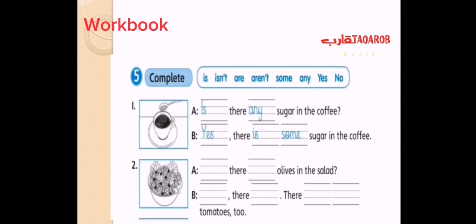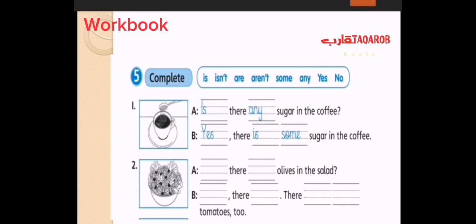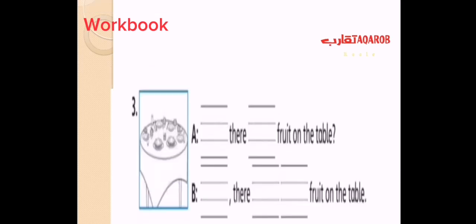Now in this exercise, we will complete each sentence by using is, isn't, are, aren't, some, any, yes or no. Let's start. The second one, we will make a question about this picture, and we will say, are there any onions? So here we will write, are there any olives in the salad? Yes, there are. There are some tomatoes too.